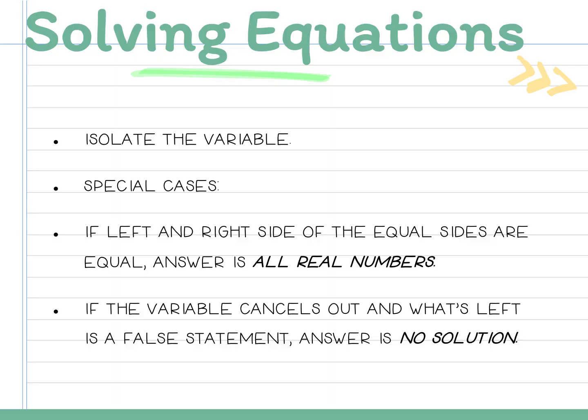So in general, and again, you maybe remember this from Algebra 1, ever since then, you couldn't really avoid it. Even in geometry, you had to solve some equations. So what we're doing here is isolating the variable. Now there are some special cases, which we'll get to towards the end, where the left and right side of the equation are equal, and this gives you an all real numbers solution. And if the variables cancel out and what's left is a false statement, then we get no solution. But we'll get into some more examples towards the end that involve these cases.